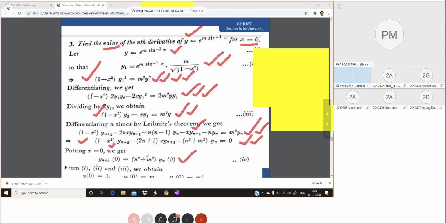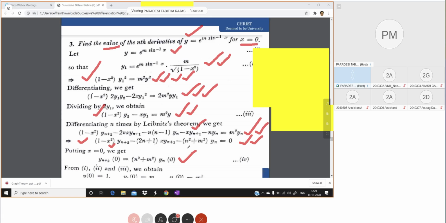Okay, yn plus 2 is a function of x. So that is why when I'm putting a 0 there, I'm not writing just a yn plus 2. I'm writing yn plus 2 of 0, because y is a function of x. So left hand side, you can see a yn plus 2 of 0. Second term is a 0 because x is a 0.